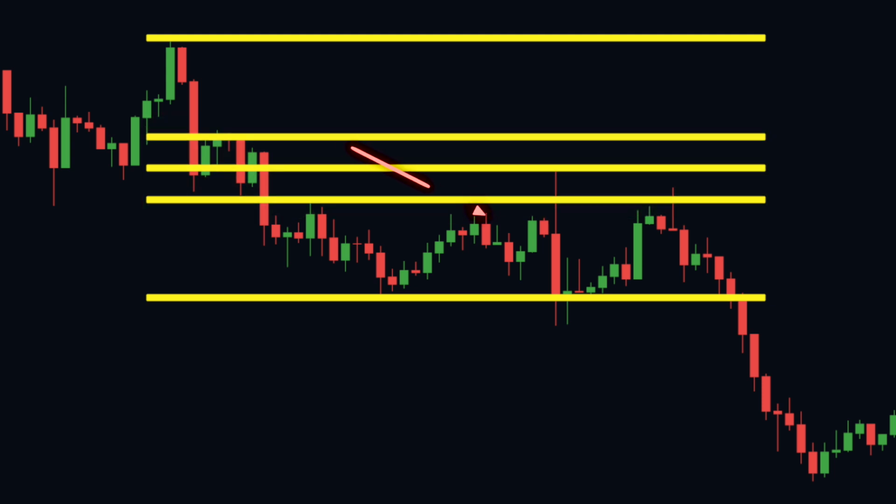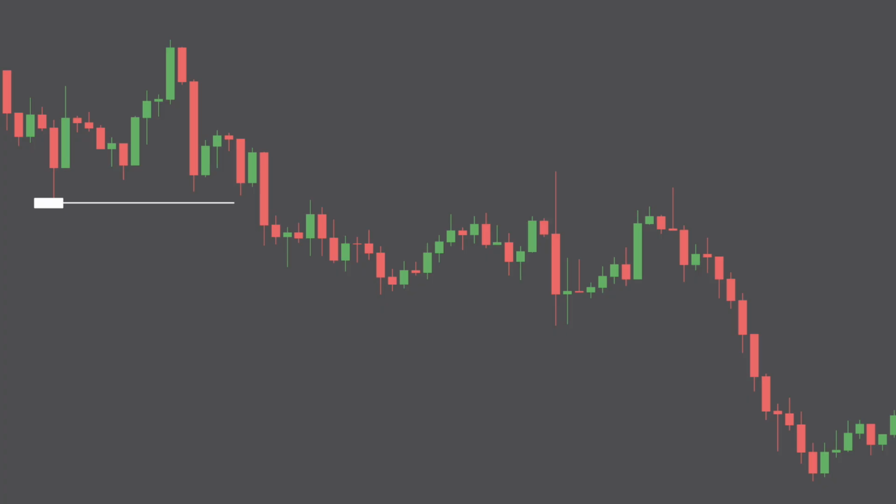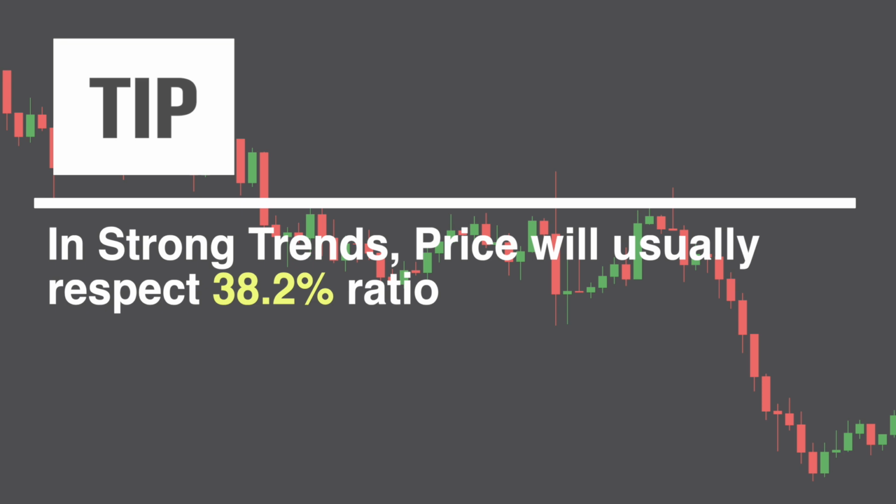Because the price is now in a downtrend, we anticipate the Fibonacci levels to work as levels of resistance. As you can see, the price found resistance around 50% and instantly moved lower. A great tip to keep in mind here is that if the price is in a really strong trend, it will usually respect the 38.2% mark and will hardly move over it.